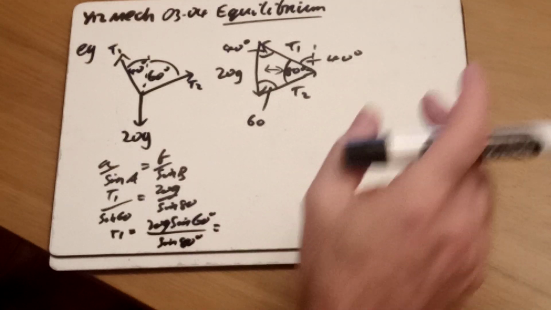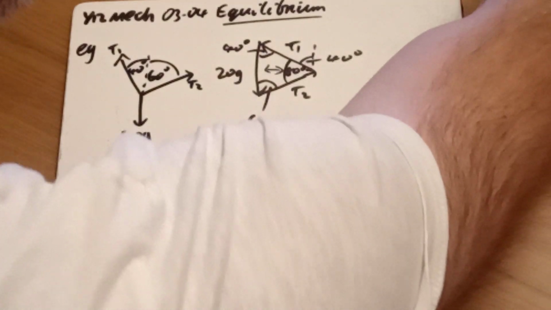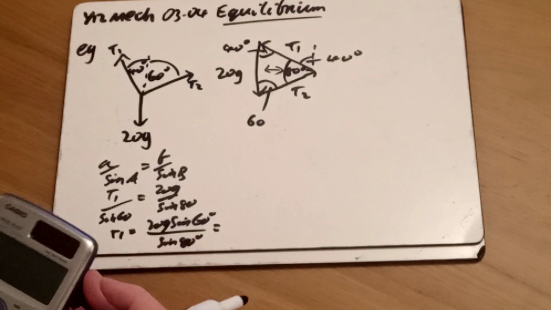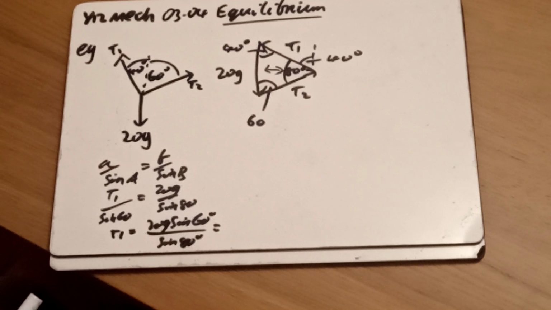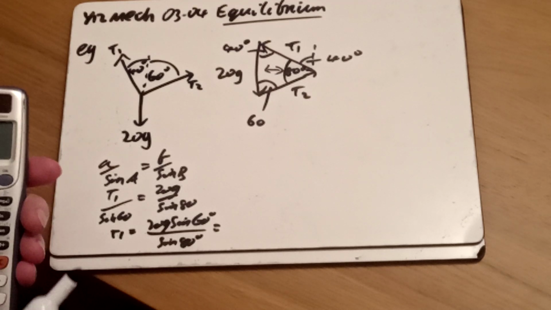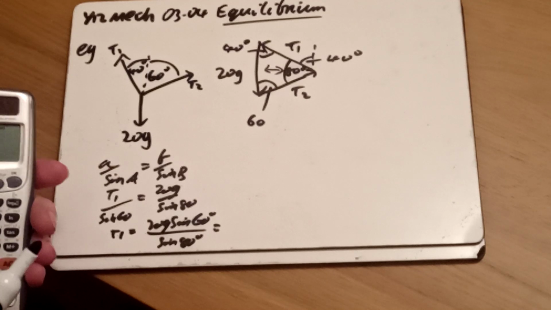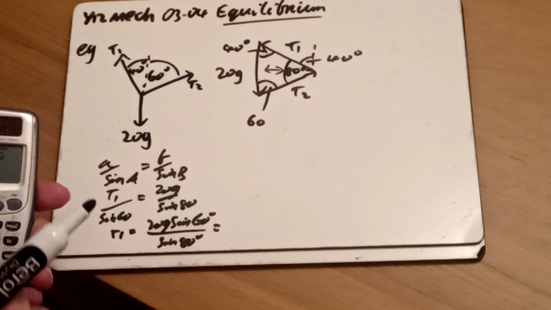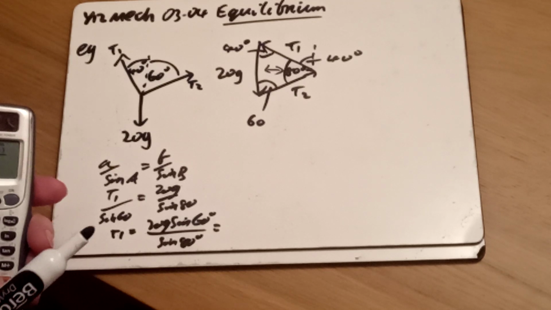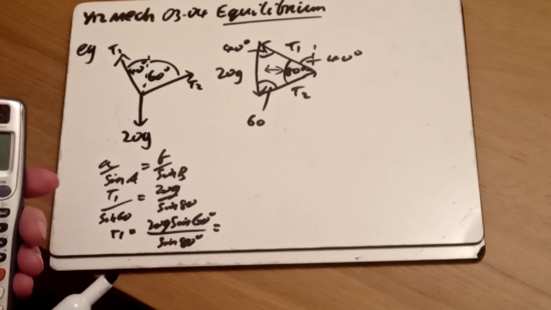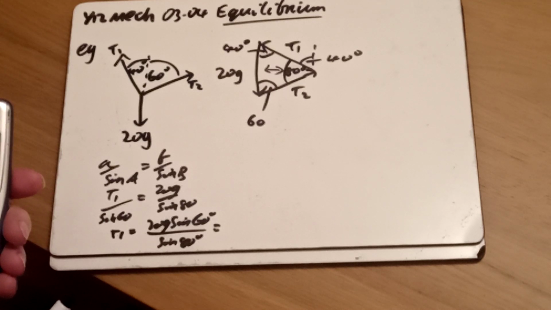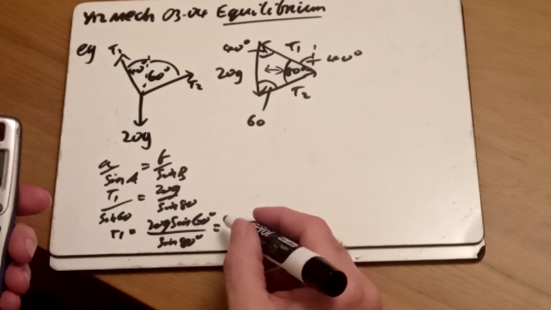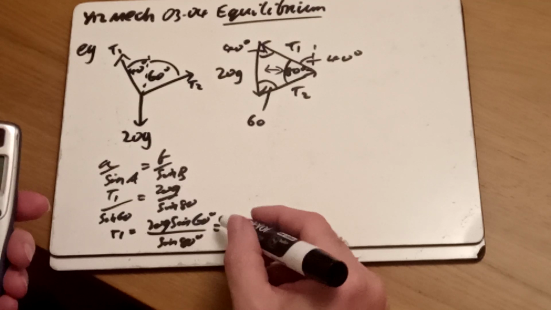Press buttons. There we go. Check them in degrees, it's good. Fraction button, so it looks like it is 20 times 9.8 times sine 60, close bracket, divided by sine 80, close that bracket as well, equals 172 newtons. I can use up to three significant figures because I'm using g, which has got 2 SF in.